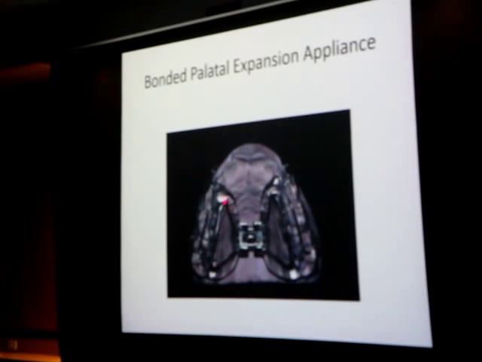So all we do is place an appliance like this. We can actually turn that jack screw there and widen out the maxilla, stretch the suture, induce osteogenic activity, correct that transverse problem. Again, very simple to do on a child. On an adult, where it's fused, that would require a different type of mechanotherapy.